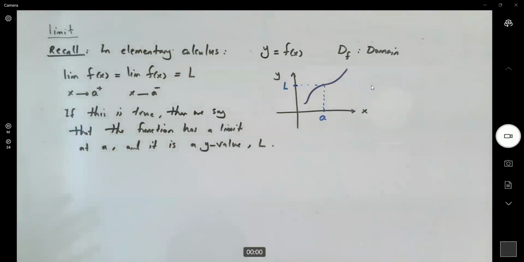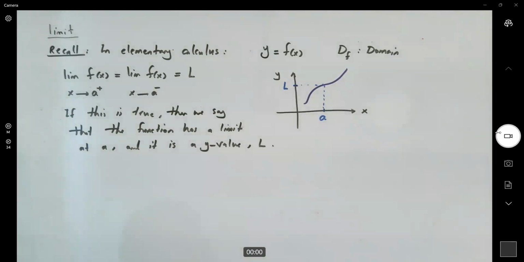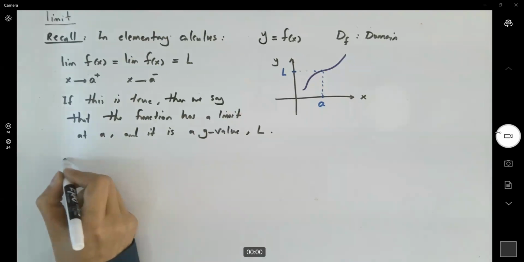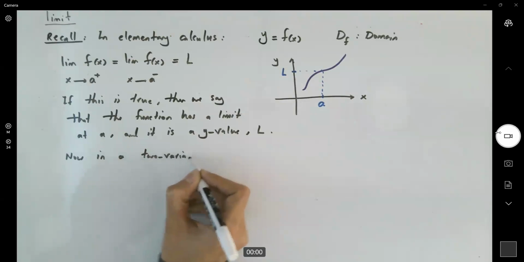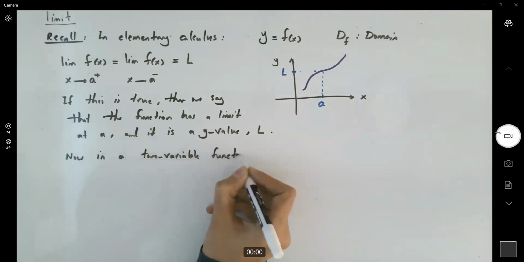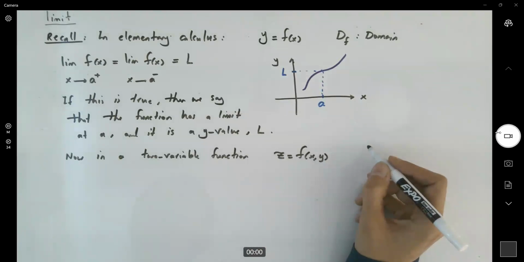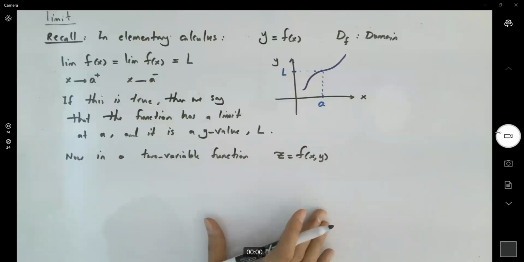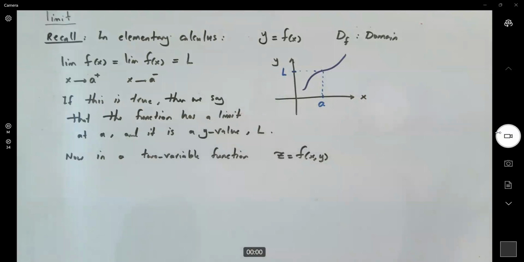However, when it comes to a multivariable function, we are not dealing with exactly a y value. The output value that we're interested in is going to be z, all right? So now in a multivariable function, in a two-variable function, for example, like z equals f of x and y, when you're dealing with the limit of the function, remember that the graph of this function is just a surface, a 3D object.